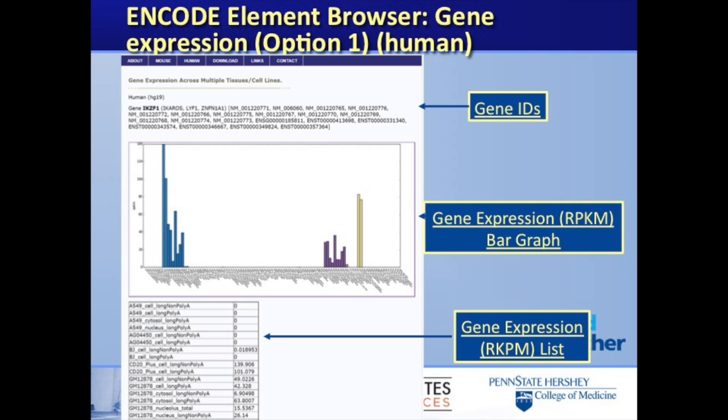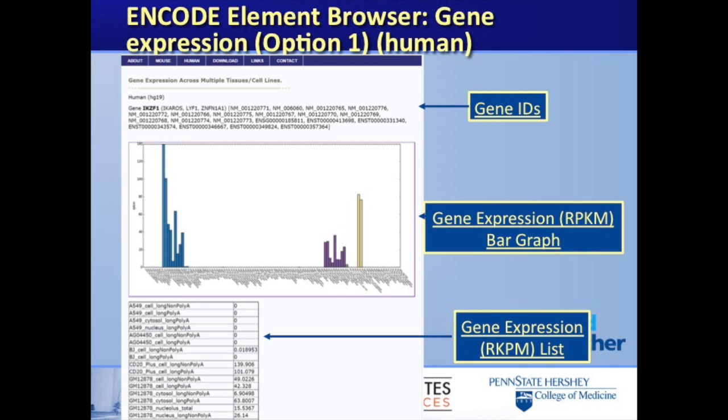The gene of interest that we entered, IKZF1, is the Ikaros family zinc finger protein 1, which is involved in immunohematopoiesis. As you would expect, these genes show up in, this is too small to read, but if you go to your website and click on it, it will enlarge the picture. You will see CD20 cells, GM12878, K562, and monocytes, and so on. So this is consistent with what we know of this gene.